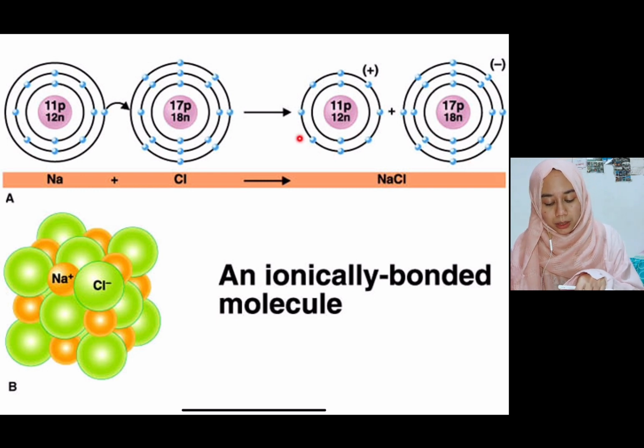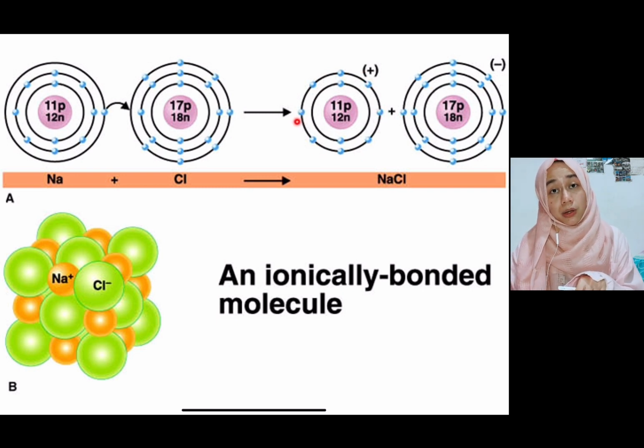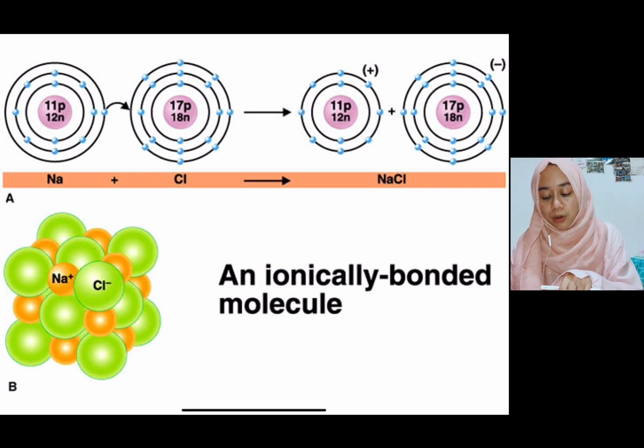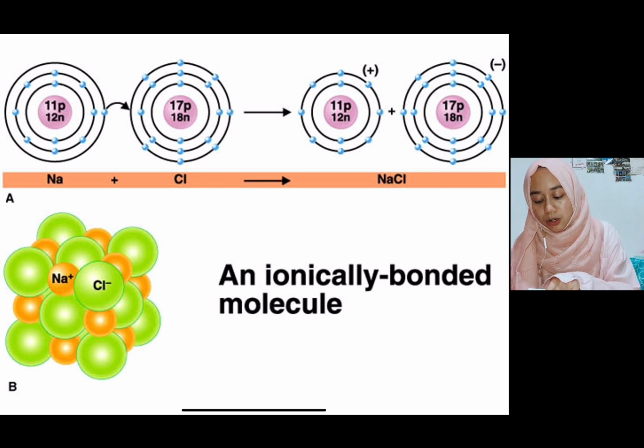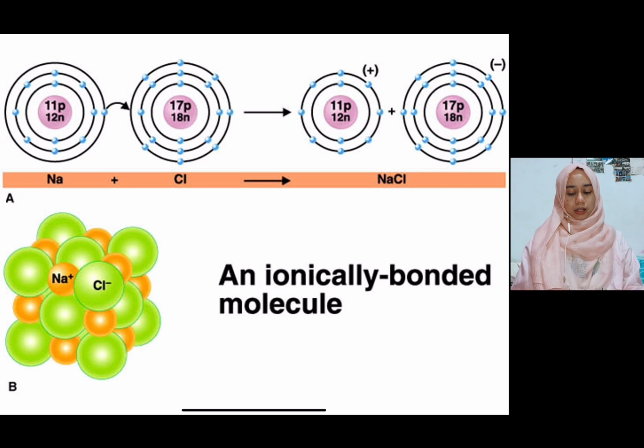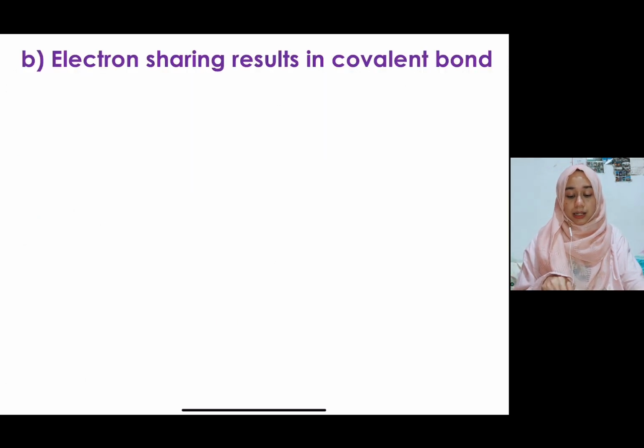Meanwhile kita punya sodium ni pula dia kurangkan satu tadi kan, so yang tinggal sekarang ni pun octet juga, dah 1, 2, 3, 4, 5, 6, 7, 8. So sodium pun dah mencapai octet juga, tapi sebab dia transfer satu elektron, sebab tu dia ada positive charge. Meanwhile chlorine pula sebab dia gain satu elektron, therefore kamu nampak kat sini ada negative charge. Okay, so an ionically bonded molecule terhasil kat sini.